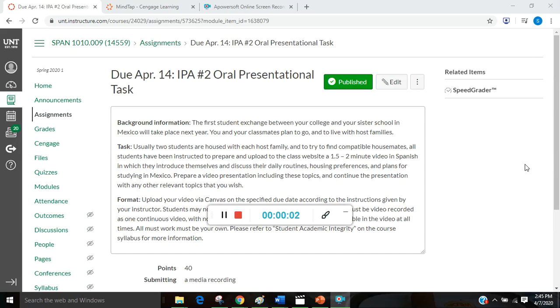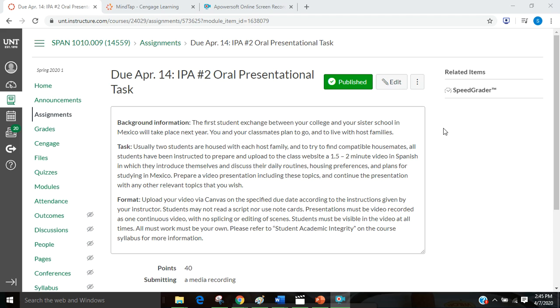Hola a todos. Today we're going to assign IPA number 2 oral presentational task and then take a look at estar with the present progressive. Okay, so this is due on April 14th, and it says, the first student exchange between your college and your sister school in Mexico will take place next year.